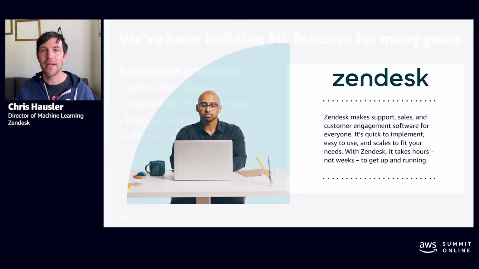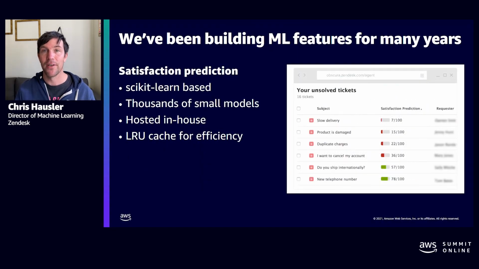So we've been building machine learning features for a number of years now. I think the first one that I was involved in was called Satisfaction Prediction, and that was way back in 2015. And at the time, machine learning was a very different field to what it is now. It's moved incredibly quickly over the last 6 or 7 years. And in particular, the technology around natural language processing has moved really fast as well.